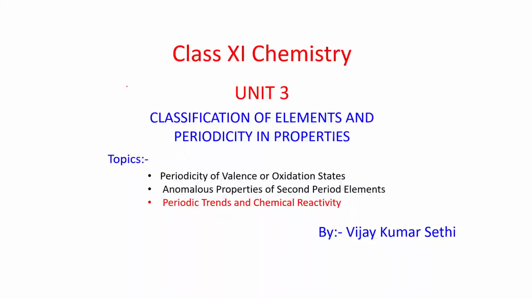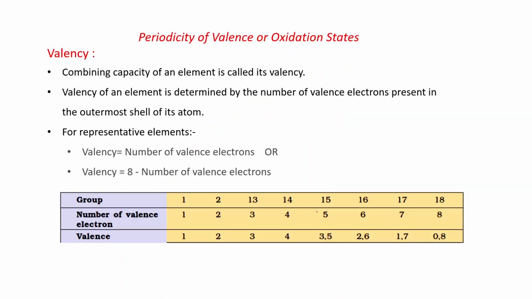Class 11th Chemistry, Unit 3, Classification of Elements and Periodicity in Properties. In this video, we will discuss periodicity of valency or oxidation states, anomalous properties of second period elements, and periodic trends and chemical reactivity.